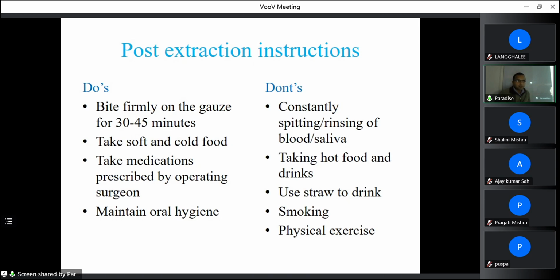Again, smoking also creates negative pressure. It will dislodge the clot. Also, smoking has a negative effect on blood supply, so again, it will lead to delayed healing. Physical exercise is also not advised because physical exercise will increase the BP, and again it will lead to post-operative bleeding. Post-operative oozing of blood, capillary bleeding, is normal till 24 hours. So we advise not to spit for 24 hours.